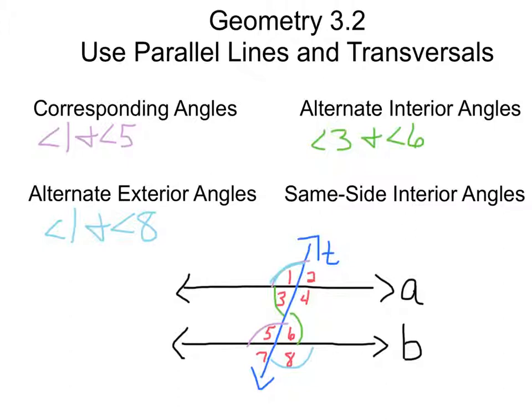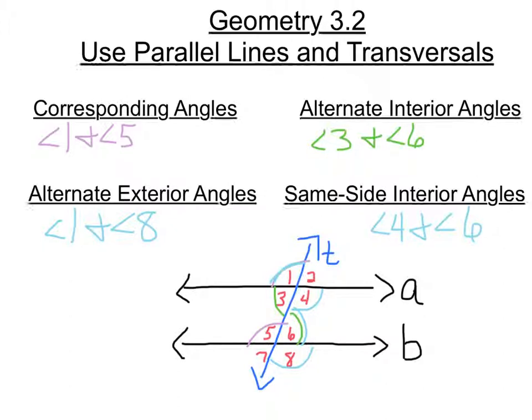The final set of angles that we will look at are the same side interior angles. Same side would be on the same side of the transversal. Interior would be on the inside, or the interior, of your two lines. So if we are looking at angle 4, then it is same side interior to angle 6. We would say that angle 4 and angle 6 are same side interior angles. The other set of same side interior angles would be angle 3 and angle 5.